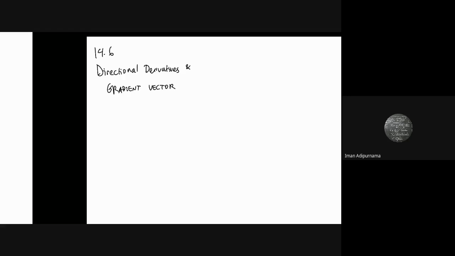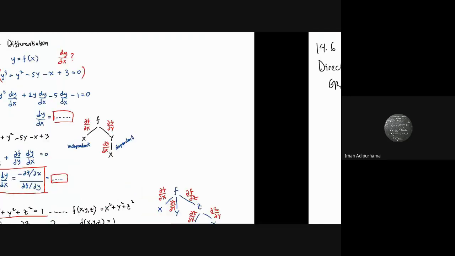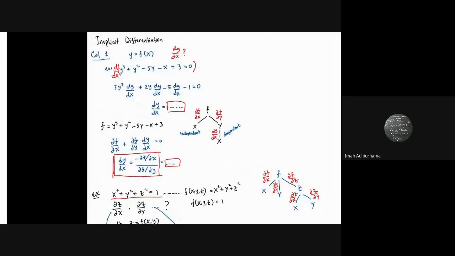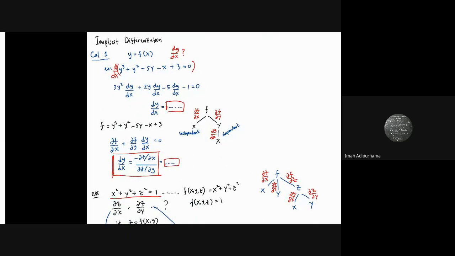I believe gradient vector you have maybe learned. The top part, this part, William? Oh, okay.